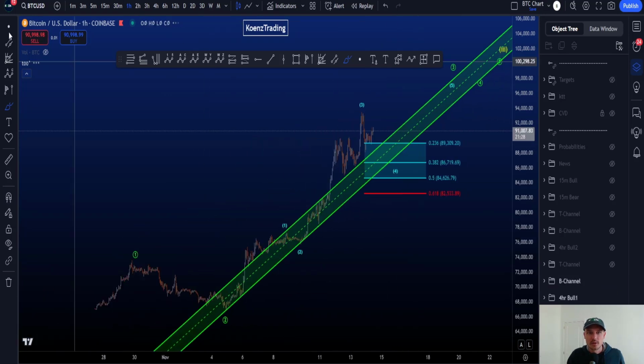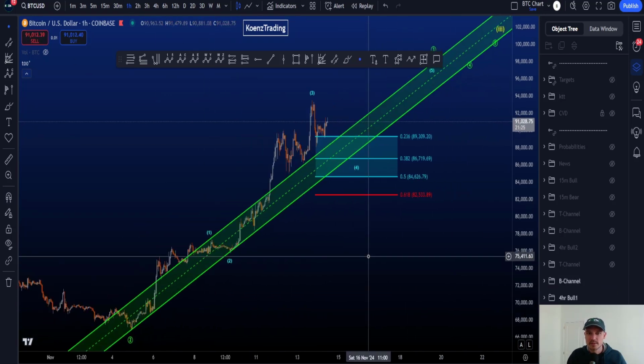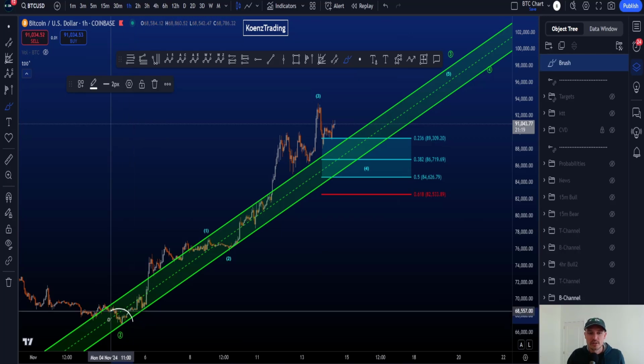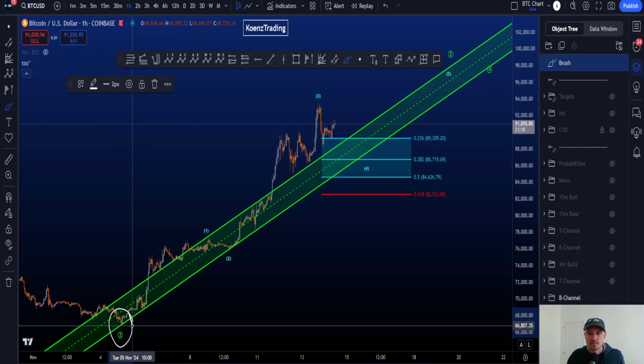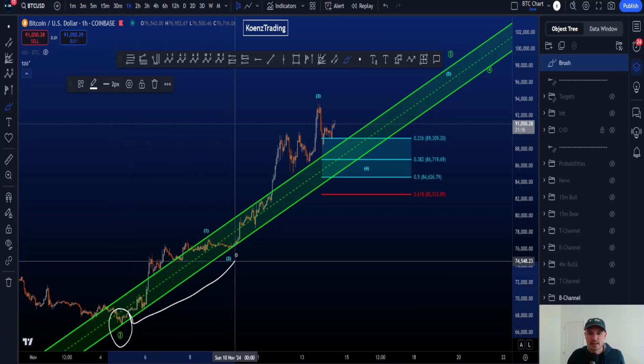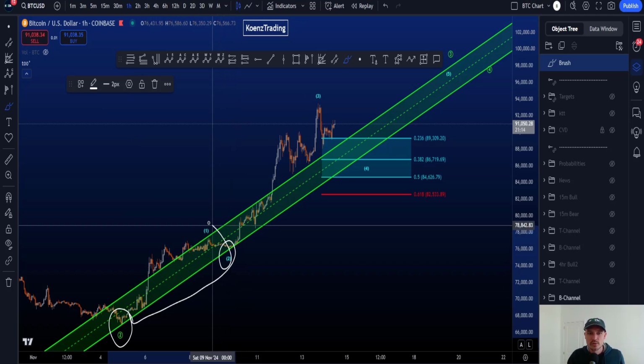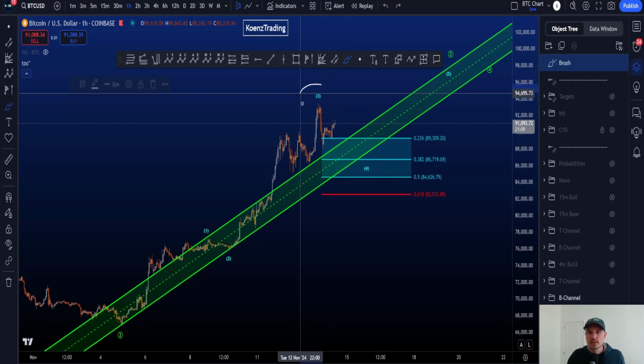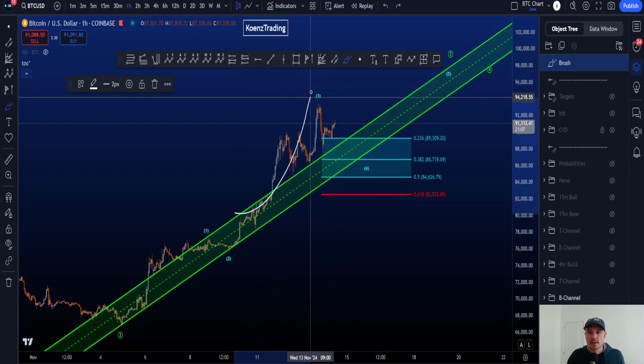If we then have a look at two channels that are relevant in this scenario, the first channel I like to show you is called a base channel. This channel is taken from the low here that we had at about 67k to the low of the blue 2 to the high of your blue wave 1. What you're looking for is a wave 3 to move away from this channel.